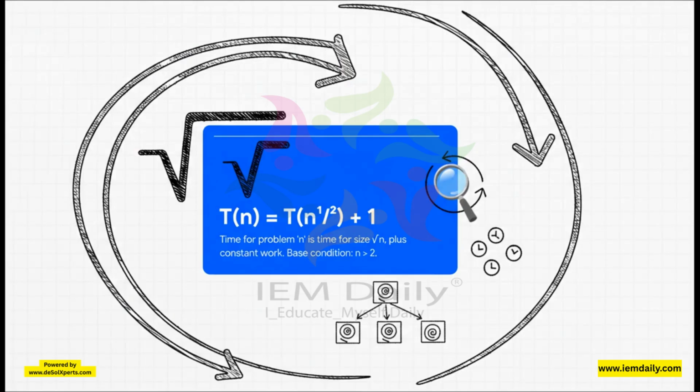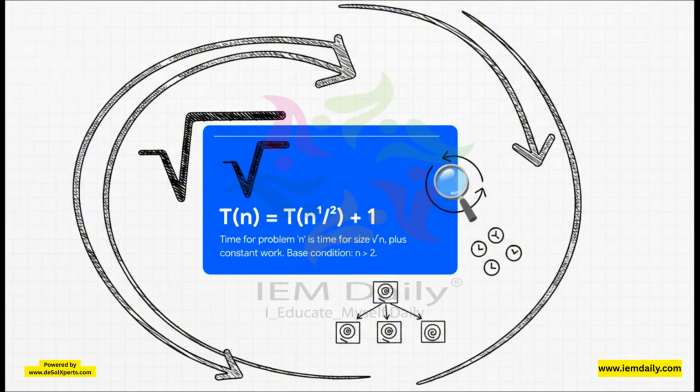Okay, here's the formal definition. T of n equals T of n to the 1/2 power plus 1. Now, n to the 1/2 is just a mathy way of saying the square root of n. And that plus 1, we're just using it as a stand-in for any small, constant bit of work that happens at each step. The total time is just the time to solve that much smaller problem plus that one little unit of work.